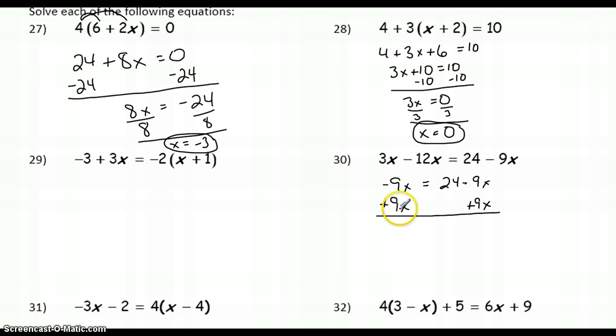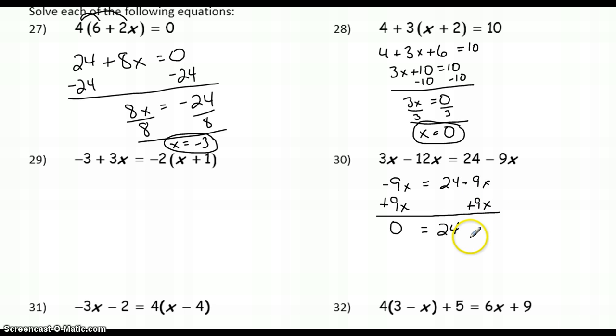In this case, a negative 9x plus a 9x is 0. I do not need to write 0x. There aren't any x left. Negative 9 and positive 9 add to 0. So just 0. And then my 24. Okay? Again, negative 9x and 9x add to 0, not 0x. No such thing as 0x, you would just write 0.